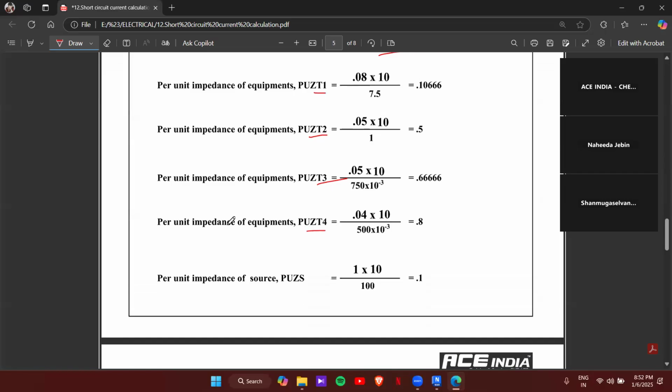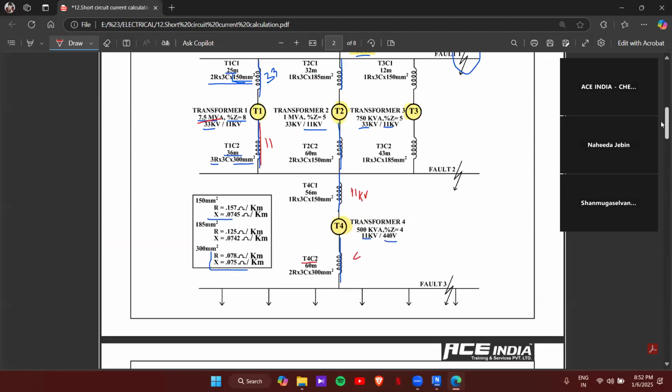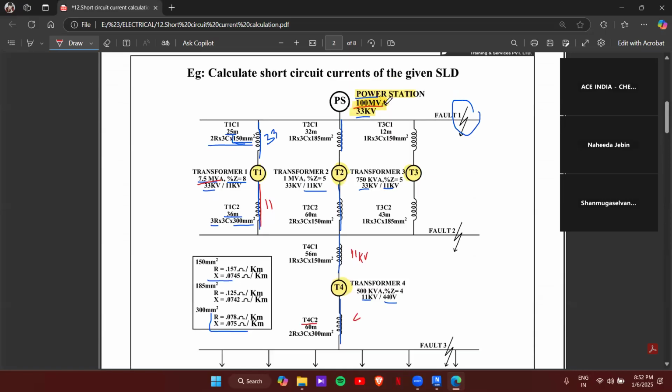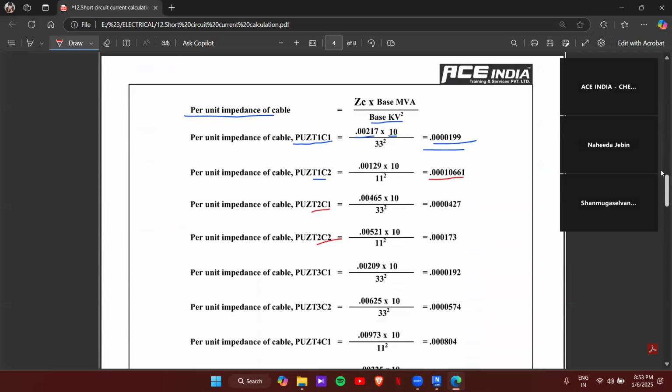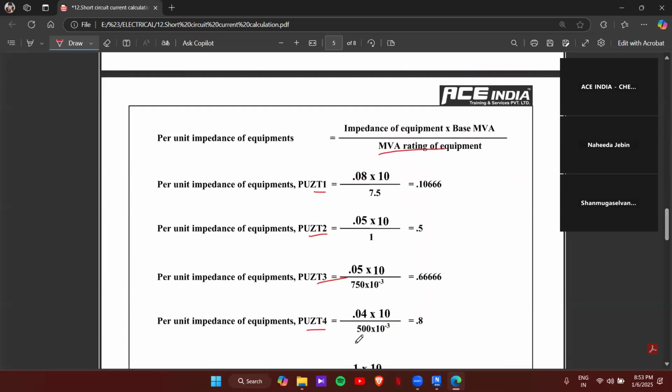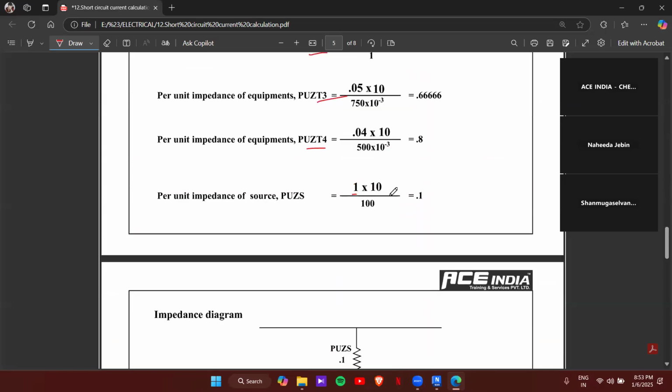And when it comes to the per unit impedance of the source, that is our power generating station, this one, its capacity is 100 MVA. And the impedance value is not given here, so I'm assuming 100% impedance. So I will consider 1 into 10 divided by 100.